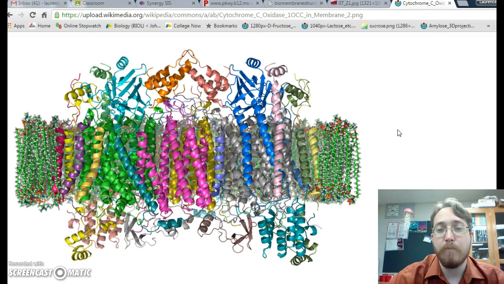So the cell membrane is a big mess. That is the fluid mosaic model.